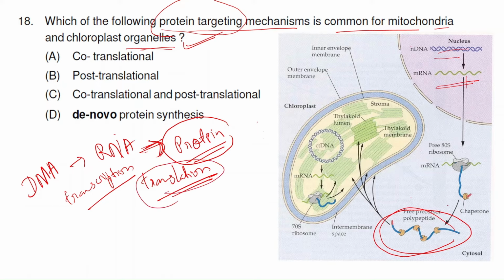After the process of translation, this protein is incorporated into the organelles. So how is it getting incorporated? Post-translationally. Post means after. After the process of translation, the protein is getting incorporated. So the answer will be B.